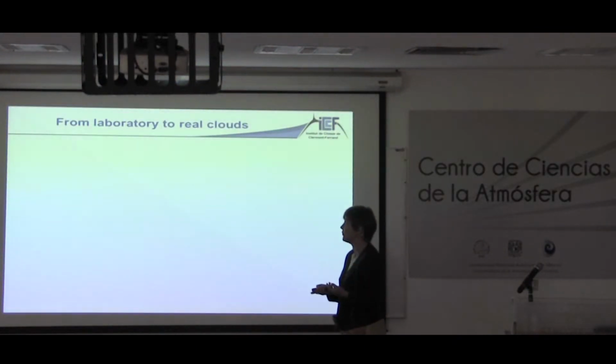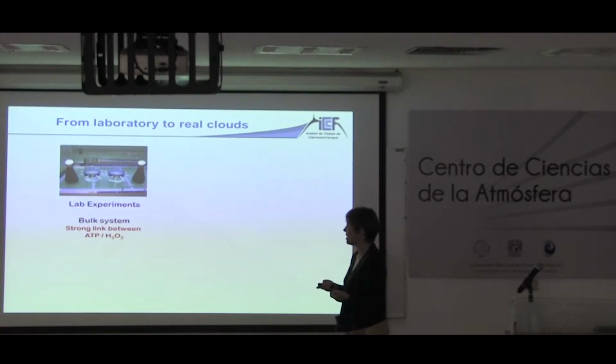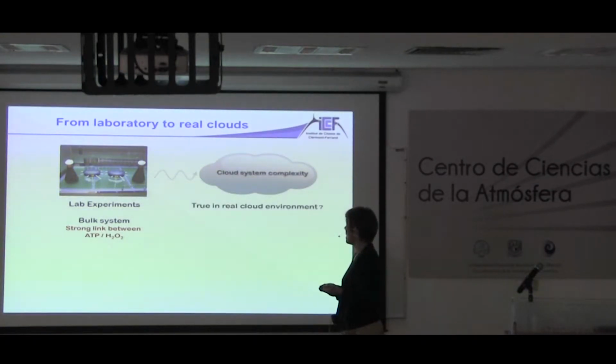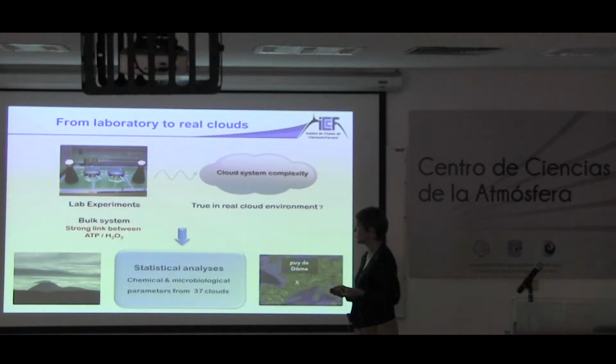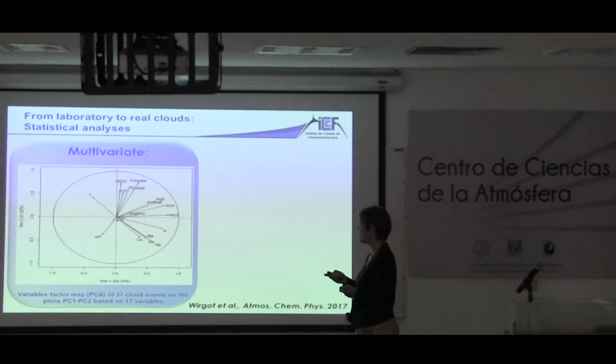Okay, this was in the lab, but we tried to see if this could be a strong link between ATP and H2O2. This is what we saw in the lab. But is it true in the clouds? How to assess that? We cannot go into the cloud to see it. But what we have done is statistics. We had in the lab 70 clouds that we collected, and from the clouds we had different chemical and microbiological parameters. And so we could make some statistics.